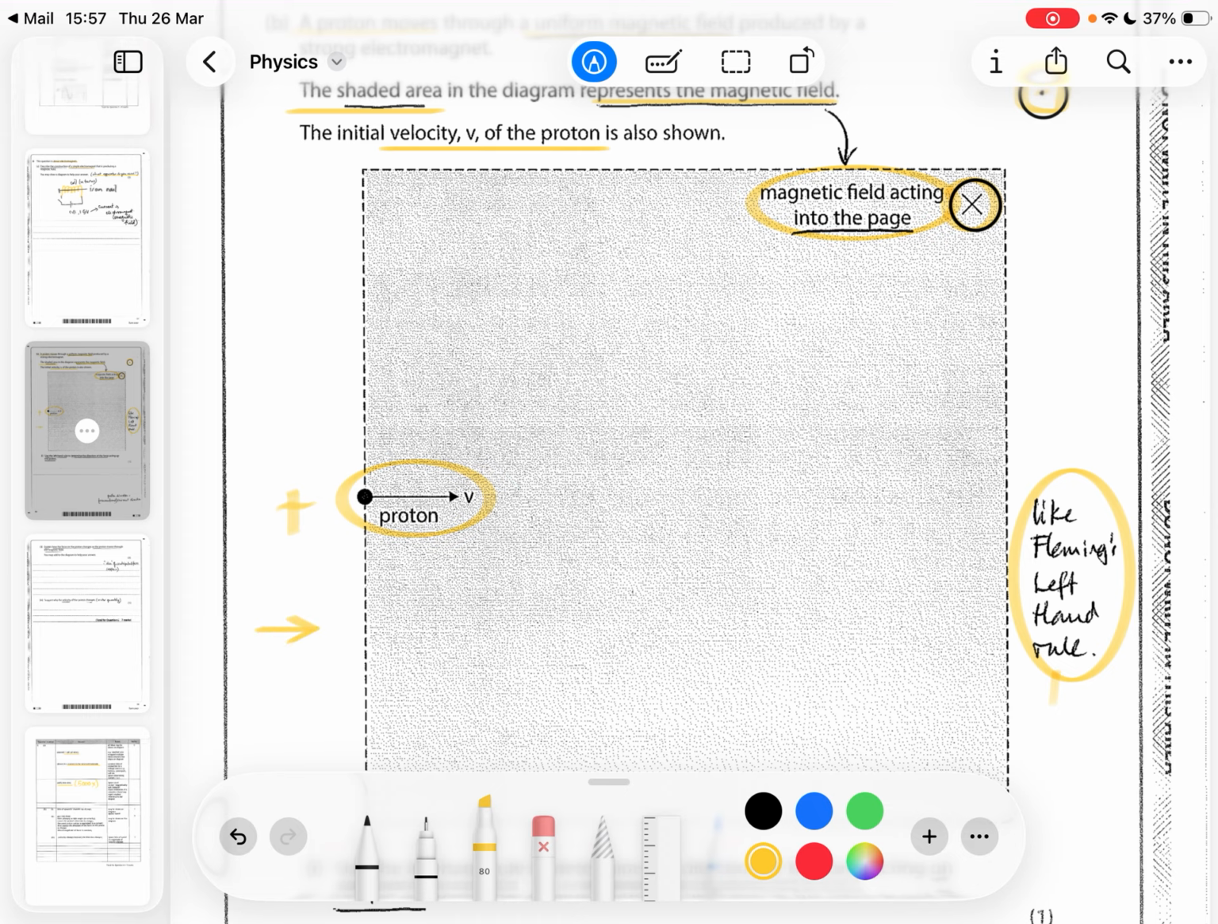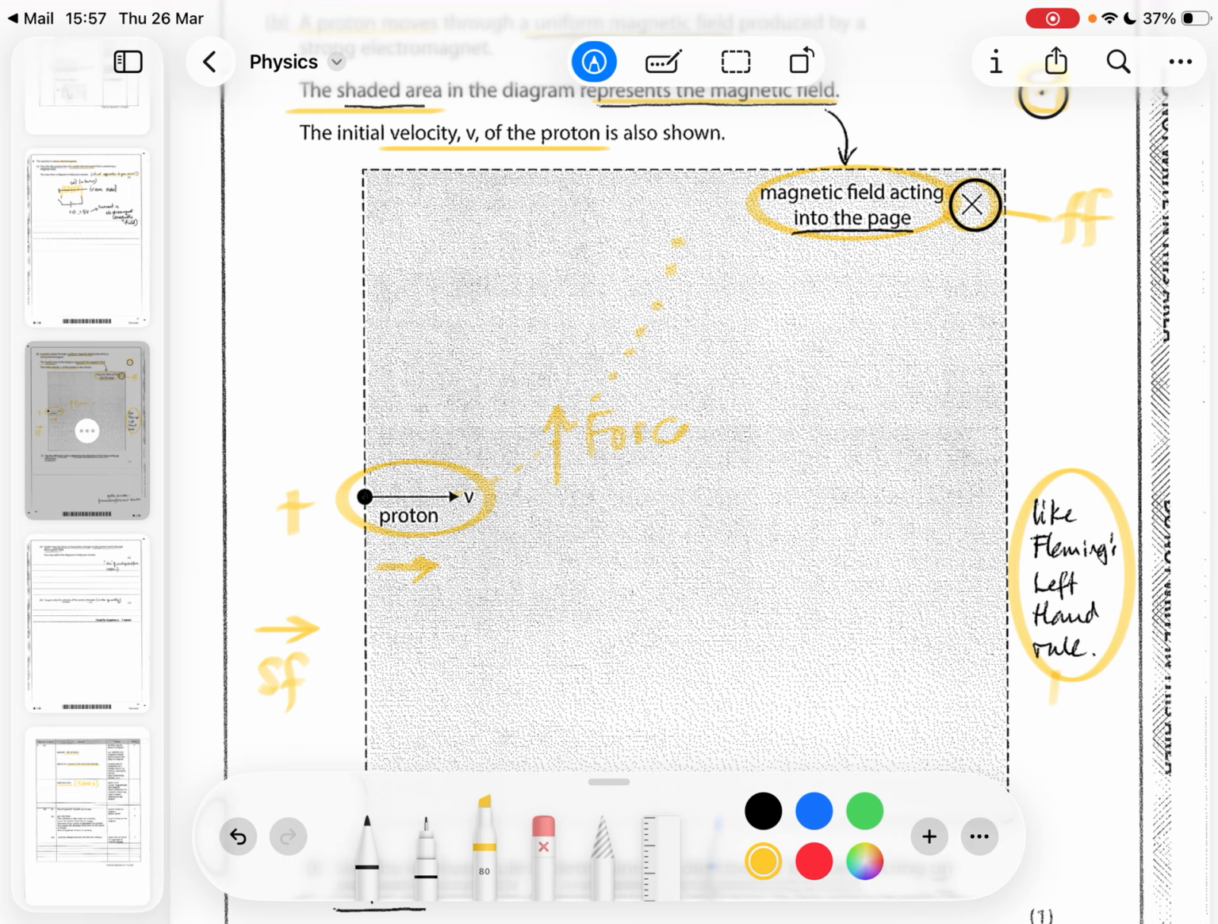And then the field is going into the page. So your first finger goes into the page. That's the first finger, second finger, and therefore the thumb shows you the direction. You've got to use the left-hand rule. If you put your first finger into the page and the second finger in this direction, you'll see your thumb is pointing upwards. So the force is going to be upwards. Basically what's going to happen is it's going to start going that way.